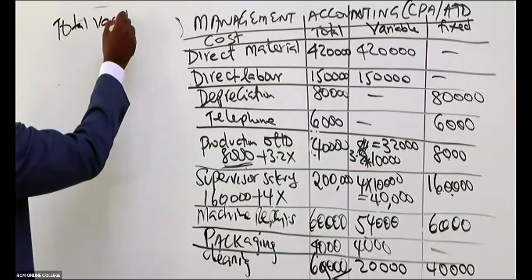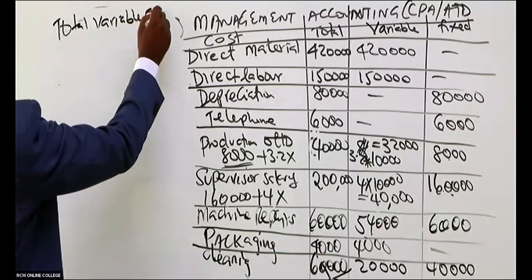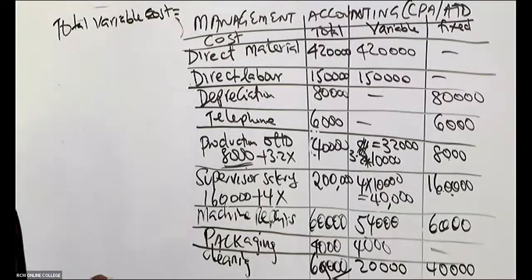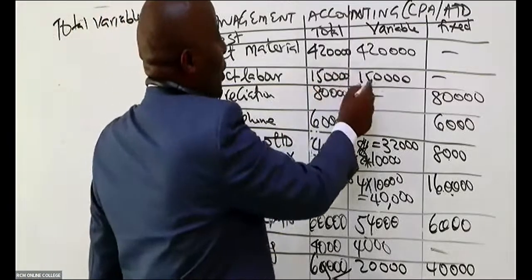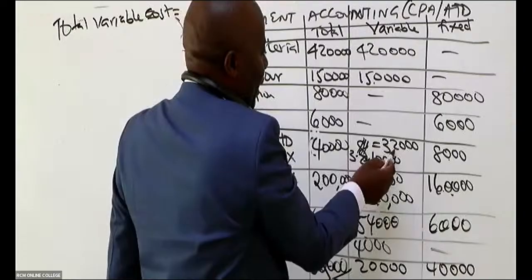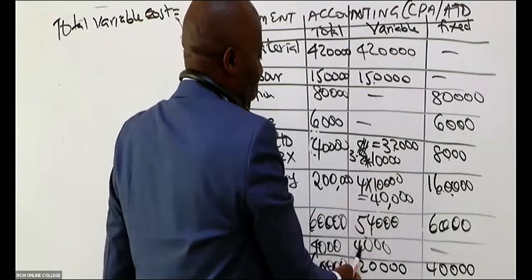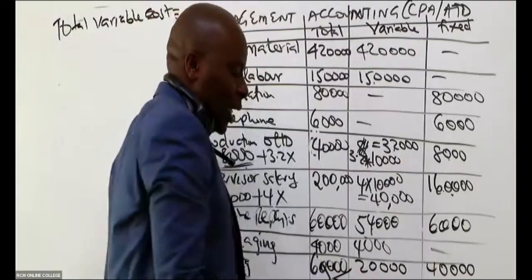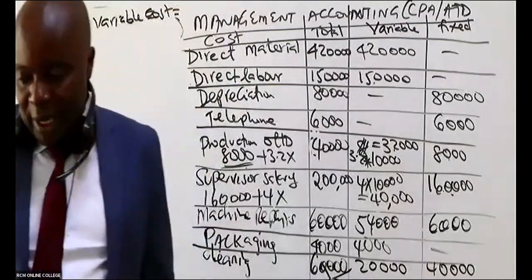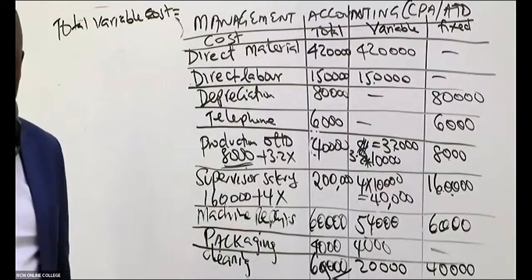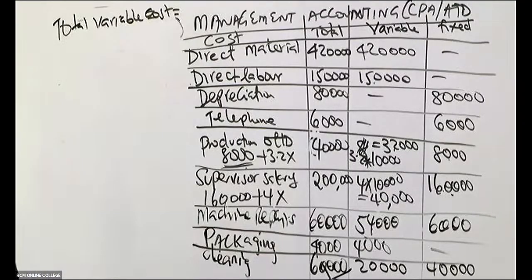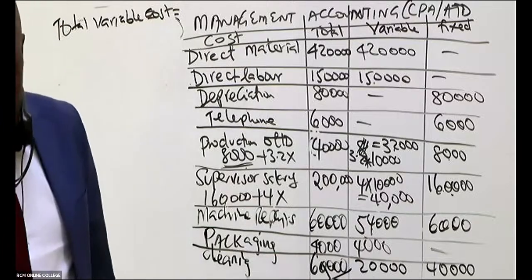So total variable cost. You're adding for me variable costs 420,000 plus 150 plus 32,000 plus 40,000 plus 54,000 plus 4,000 plus 20,000. How much are we able to get there, my good students? Please. Don't omit anything there.